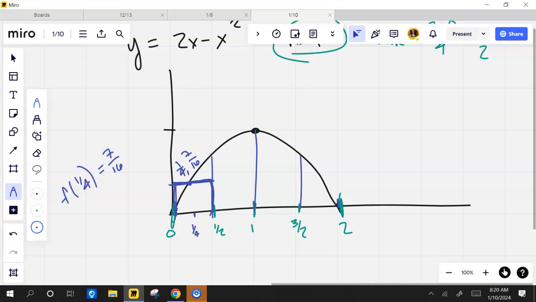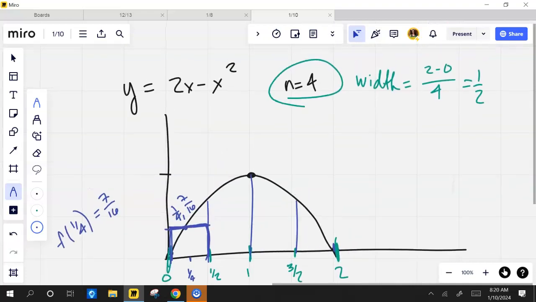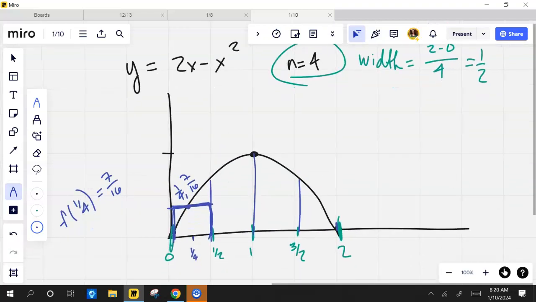Because I know that the width is a half, and sometimes this will really help you. It doesn't really help here because it's kind of easy numbers to work with. But I could just go over that width to the next one. In other words, add a half to it. So a quarter plus a half would be 3/4.